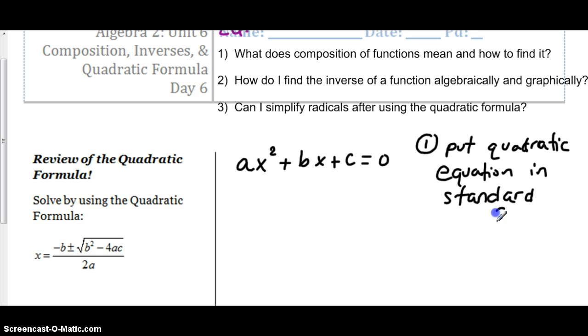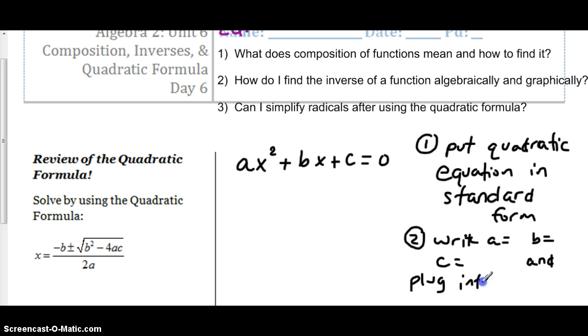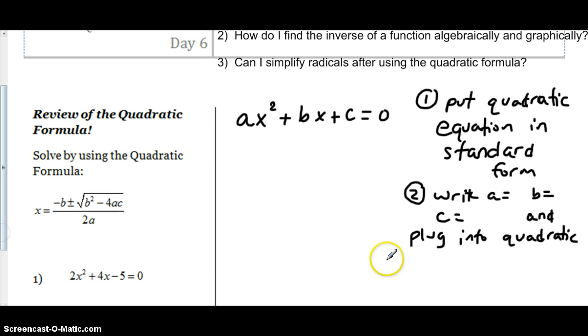Our second step is plugging in. First I'm going to write down my a, b, and c, and then I'm going to plug them into my quadratic formula. So plug into the quadratic formula. And our last step will just be to simplify. So these are our steps. We have 3 steps, and let's try the first problem here.